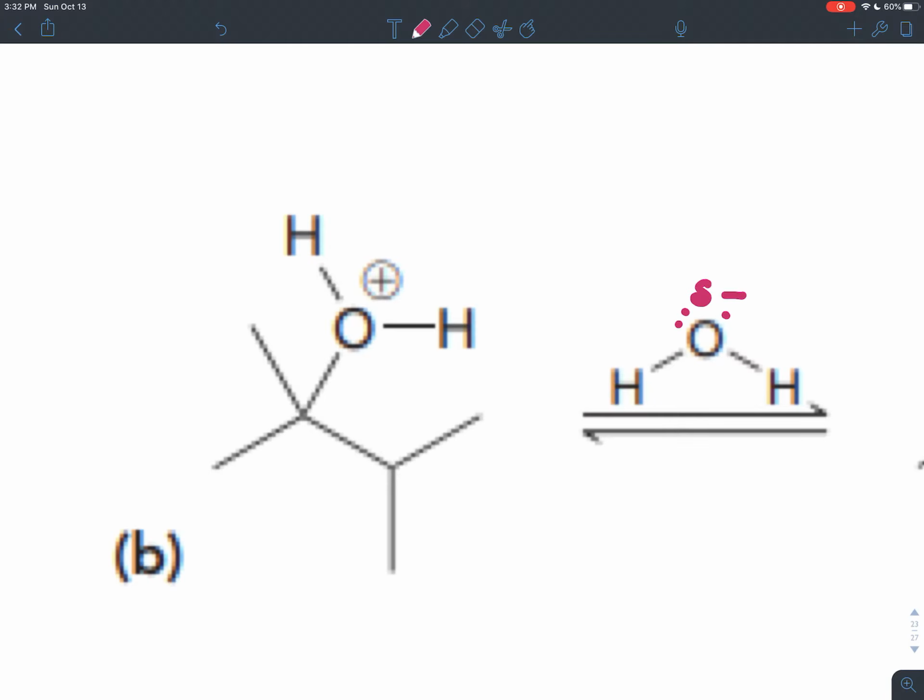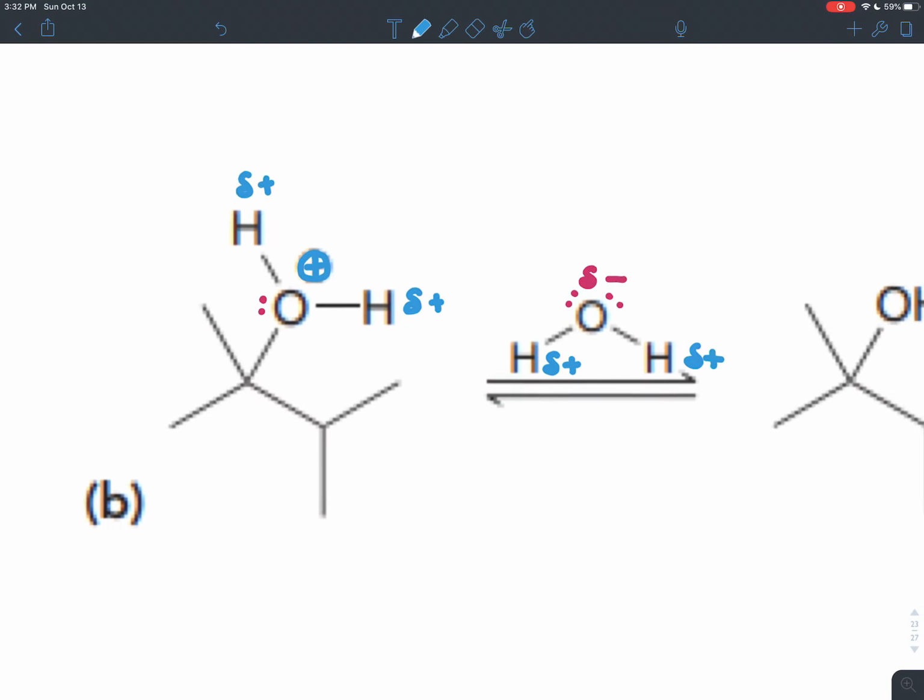How about lone pairs? We have two lone pairs on the water oxygen. We have one lone pair on the oxygen in the molecule. And pi bonds? No pi bonds. So that's it for nucleophiles. How about for electrophiles? Well, we do have a full positive charge on this oxygen, although the oxygen already has an octet. We have partial positive charges on the hydrogens because they're losing their electrons to that oxygen. And we have partial positive charges on each of these hydrogens.